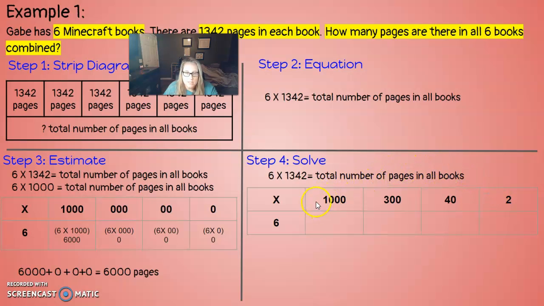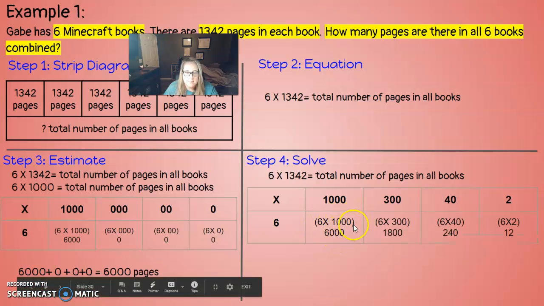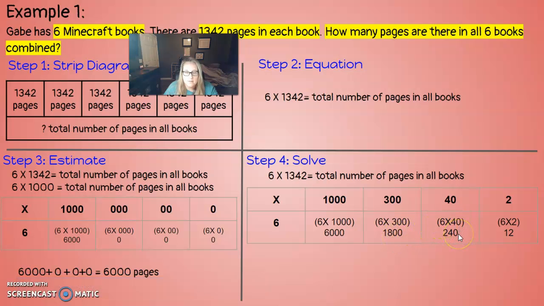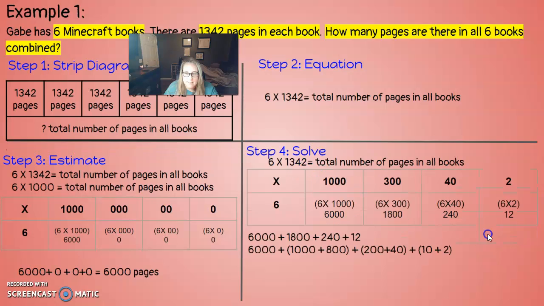Now remember, I like to write the numbers that I'm going to solve for in each box. So 6 times 1,000 goes here, 6 times 300 is here, 6 times 40, and then finally 6 times 2. And I'm actually going to solve each of those. So 6 times 1,000 is 6,000, 6 times 300 is 1,800, 6 times 40 is 240, and 6 times 2 is 12. Now, when I'm trying to solve for my answer, I'm going to add all of these together. So I have 6,000 plus 1,800 plus 240 plus 12.